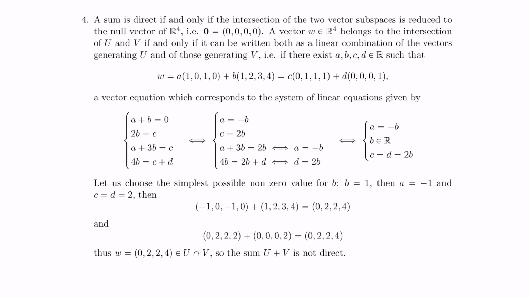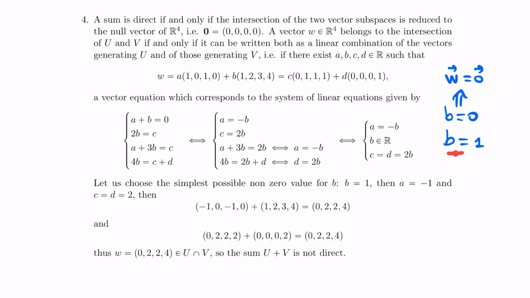Now, as a general remark, notice that when we have a parameter free to vary in R, it is always interesting to see what happens when the parameter takes the value 0 and 1. Let's start with the value 0. If B is 0, then the vector W is the null vector of R4. In fact, if you consider B equals 0, then also A, C, and D are 0. Hence, we multiply all these vectors by 0 and we obtain the null vector.